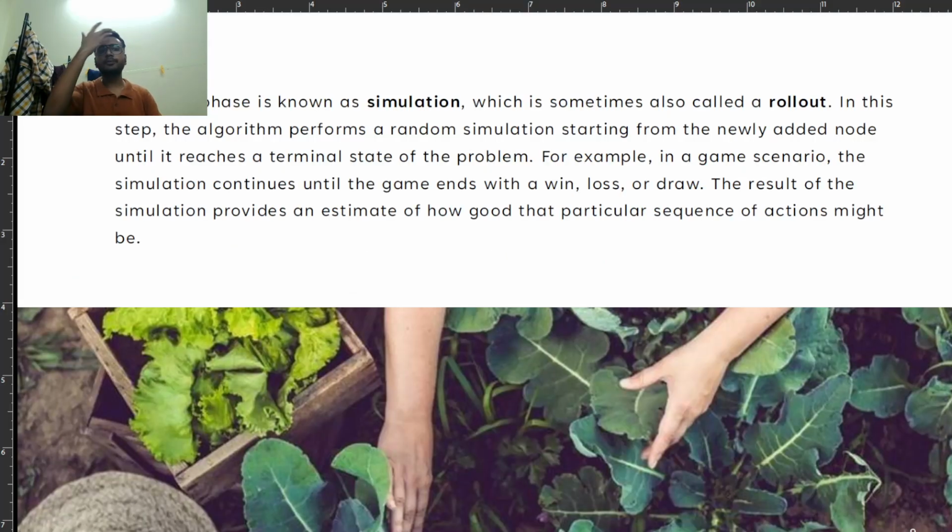Now, let's move on to the third phase, which is called simulation, sometimes also called rollout. In this step, the algorithm performs a random simulation starting from the newly added node until it reaches a terminal state of the problem. For example, in a game scenario, the simulation continues until the game ends with a win, loss, or draw. The result of the simulation provides an estimate of how good the particular sequence of actions might be.